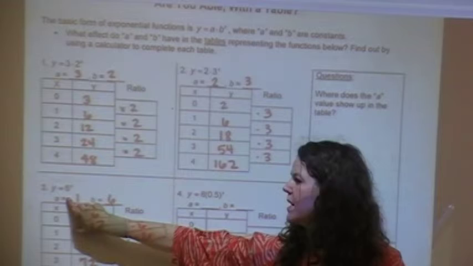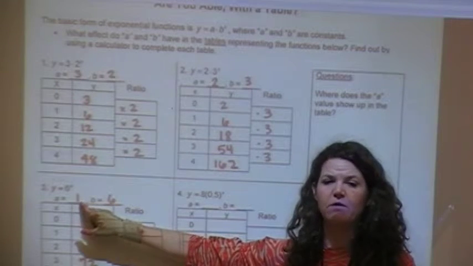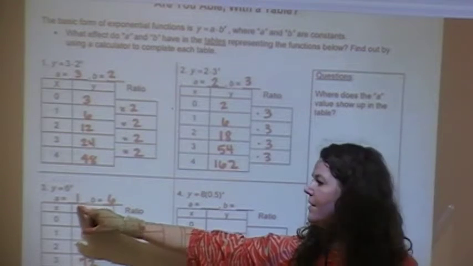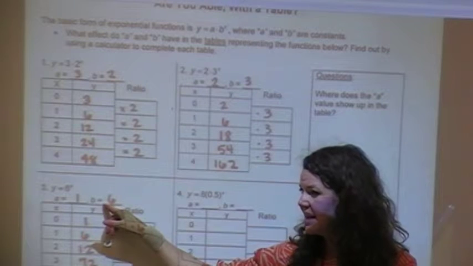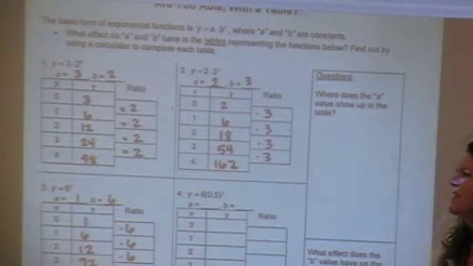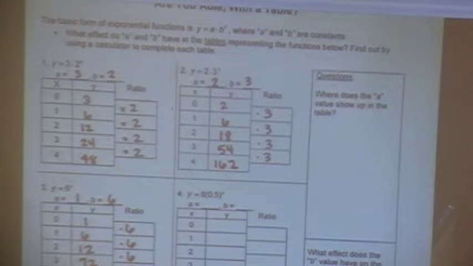And then here's this one, your A value, there wasn't one. So if there's not one, it's understood to be a 1. The base is 6. Now how did I know that the 6 was the base and not the A value? Since the function is B of X, it's what the X is attached to, so it has to be the B.